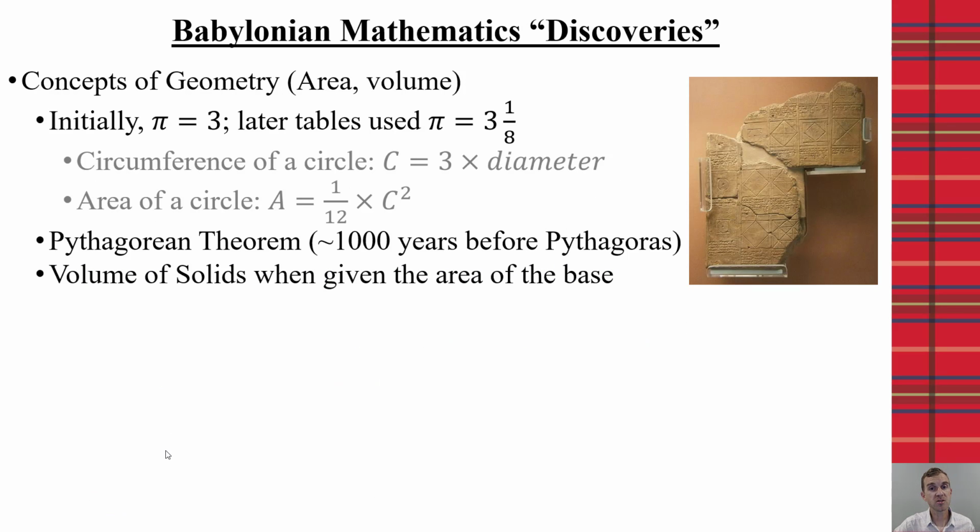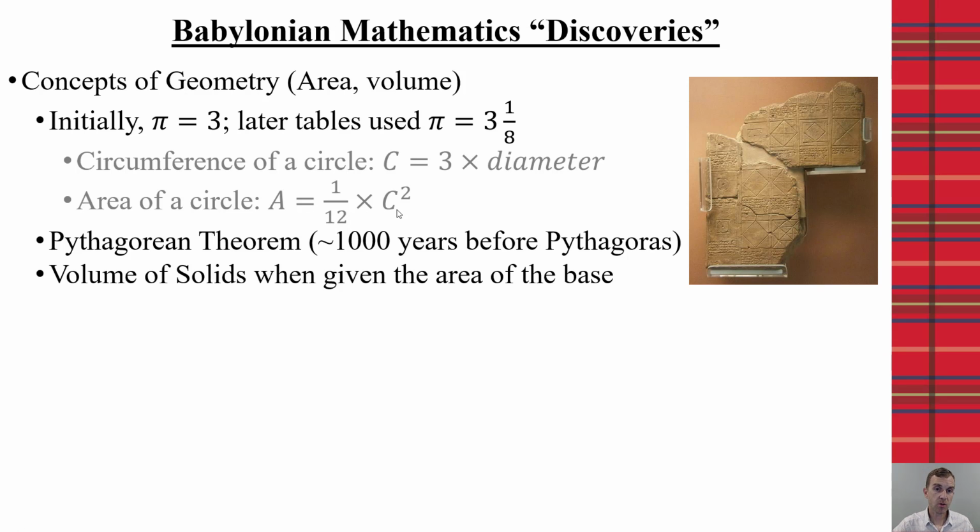Now, the Babylonians were able to discover many different forms of mathematics, especially in geometry and in algebra. Within geometry, they often used the value of 3 for pi, and they eventually converted that to 3 1/8, which is even closer to the irrational value of pi. With that, they were able to determine that the circumference of a circle would be 3 times the diameter, so pi times the diameter, and then they looked at the area of a circle and said that it was the 1/12 times the circumference squared.